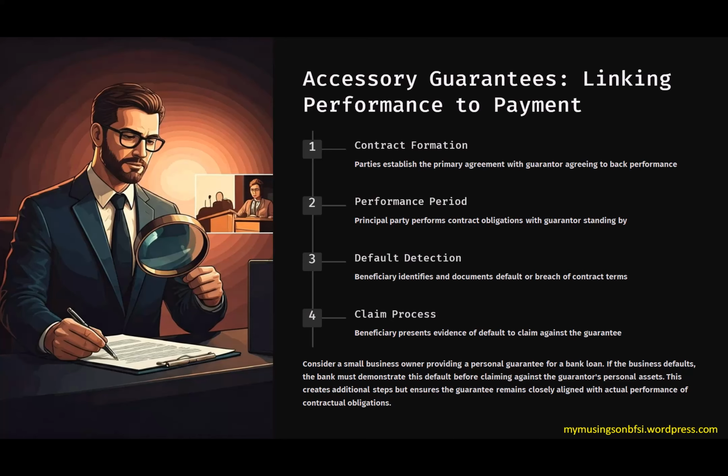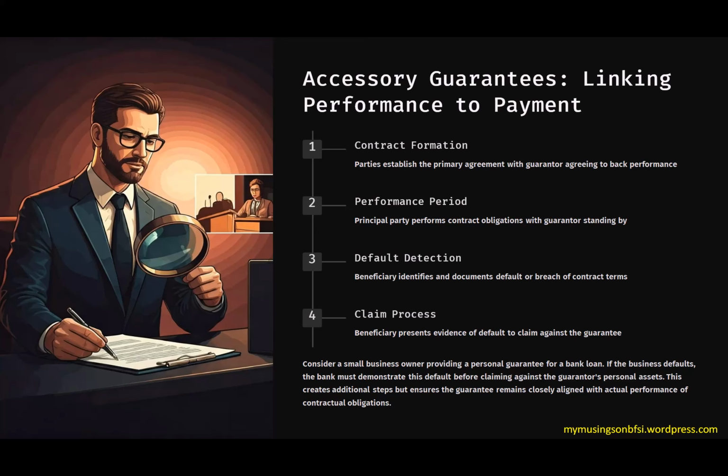Beneficiary identifies there is a default in performance, and then that has to be documented, and there has to be an evidence of breach of contractual terms. Beneficiary will claim along with this evidence that there is a default, there is a breach, and then the issuer will have to pay because the default or a breach has been documented and evidenced. So here there is a need to demonstrate the default before a claim can be lodged.